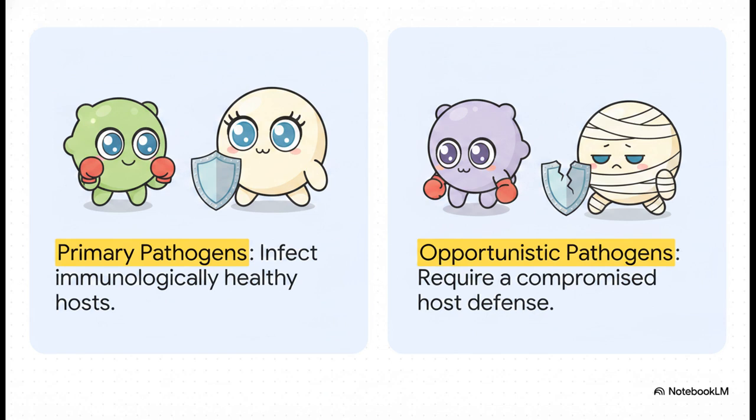On the flip side, opportunistic pathogens are, well, opportunists in the truest sense of the word. They absolutely require a compromised host defense to cause disease. We're talking about patients undergoing cancer therapy, folks with AIDS, organ transplant recipients, or even people who've just been on prolonged antibiotics. So the absolute key takeaway here: whenever you're faced with a fungal diagnostic mystery, your very first question should always be, what is the immune status of my patient? That immediately, and I mean immediately, narrows down your suspect list.